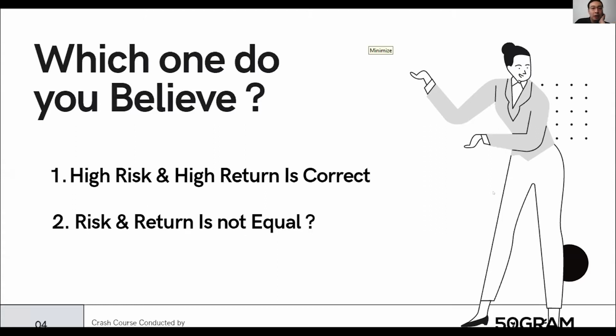and return are not equal. That means not high risk, high return, and also no low risk, low return. Which one do you prefer? Which one do you believe? Can you write down so I can know?